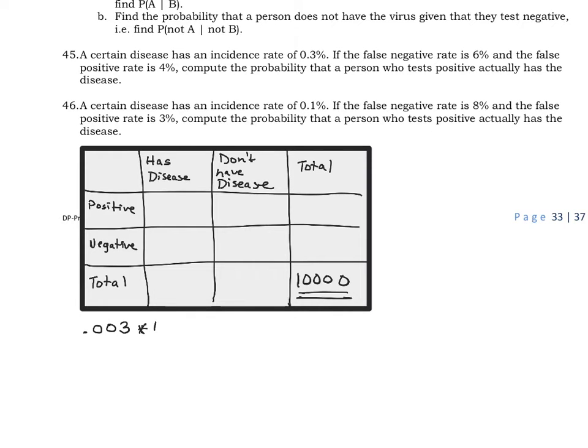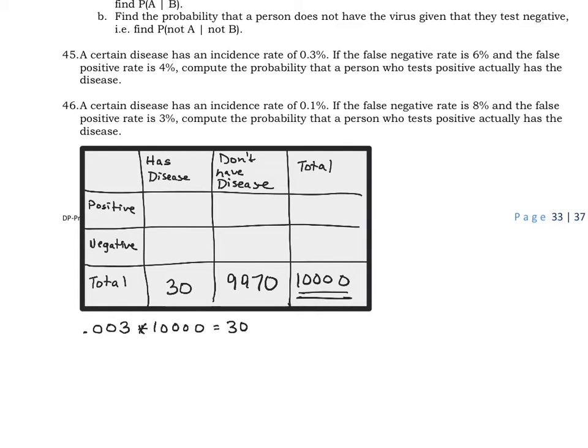So we're going to multiply that by the 10,000 to get our number of people who have the disease, and that'll give us 30. And to get the number of people who don't have the disease out of the 10,000, we will have the 10,000 minus 30, which is 9,970.